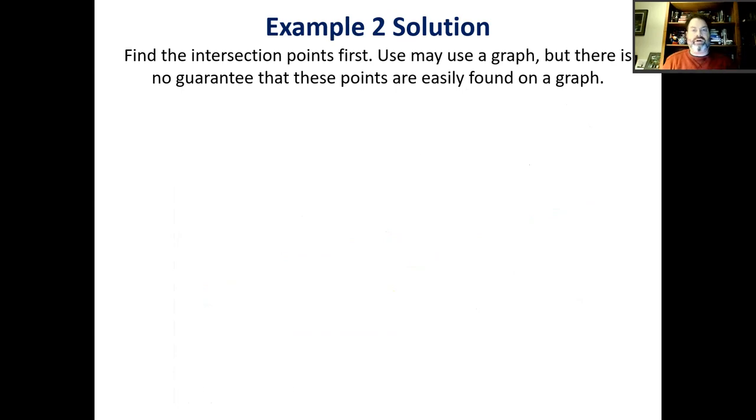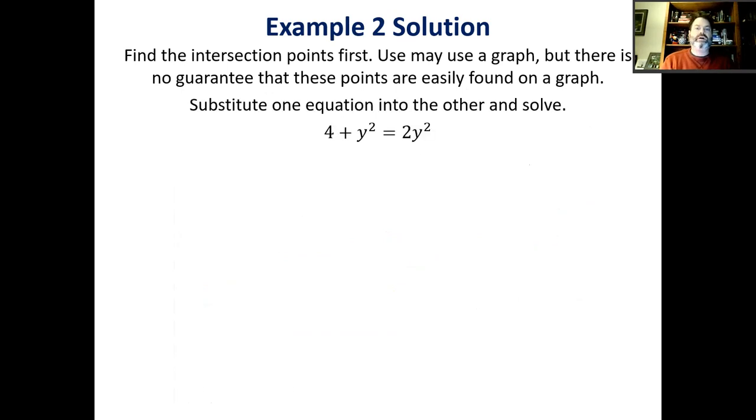So you could see from the graph the intersection points were -2 and 2, but there's no guarantee that any given graph will have nice intersection points. So the way to do it is you substitute one equation into the other and solve. This is a very easy problem to solve. It factors real nice. We already know that it's -2 and 2. So those are your bounds of integration.